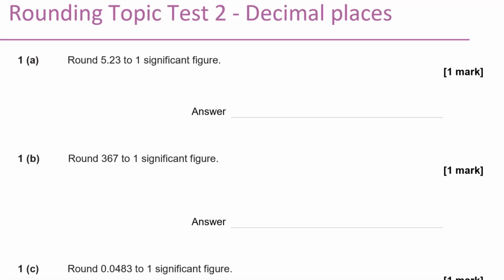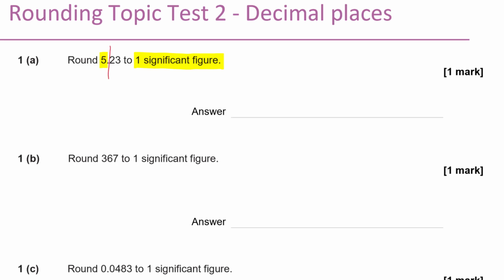So we're going to be looking at rounding to significant figures today. It actually says on the top of the paper decimal places, but I think they've got that bit wrong. Okay, so question 1a, round 5.23 to one significant figure. Now, one significant figure, the first significant figure is the first non-zero digit of your number. So the first significant figure of 5.23 is this 5 here. So if I'm going to round it to one significant figure, I need to round off after that 5. Okay, so I'm going to round off here.